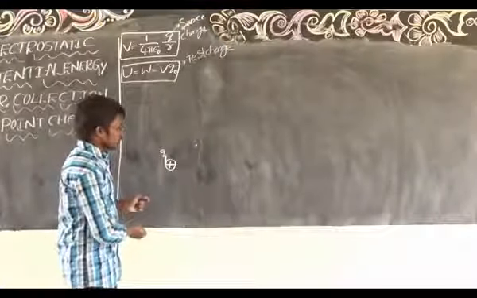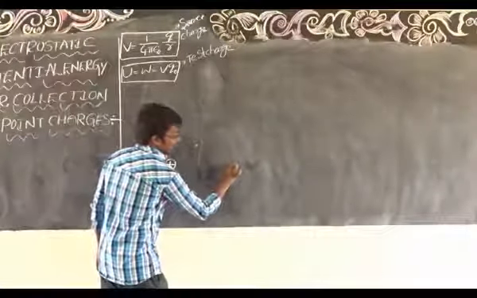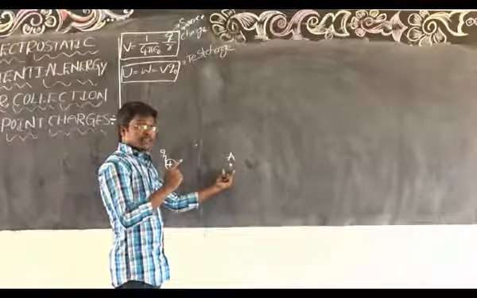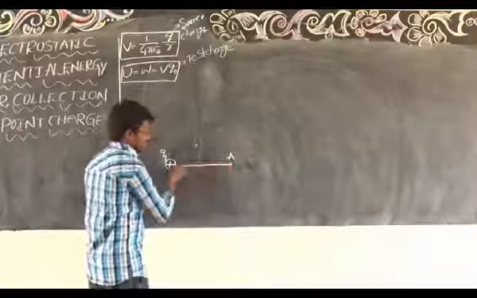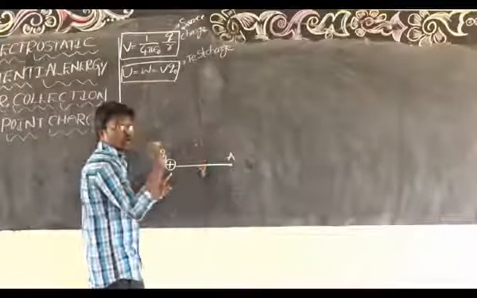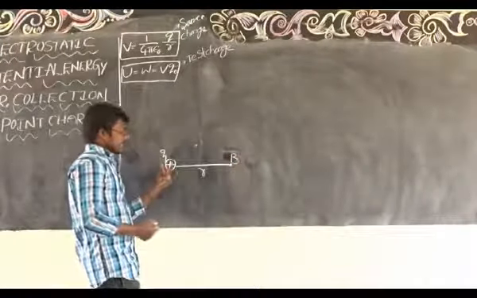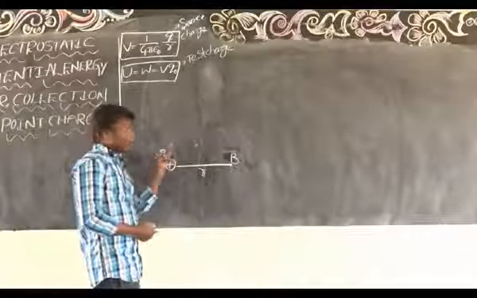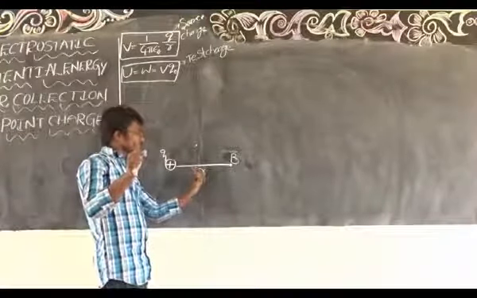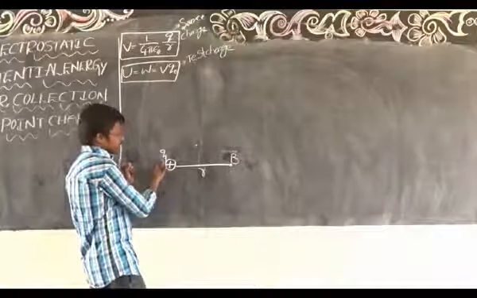Okay. Now let B be a point. Let us consider a source charge Q1, and let capital B be a point placed at a distance small r from the source charge. This distance is r.